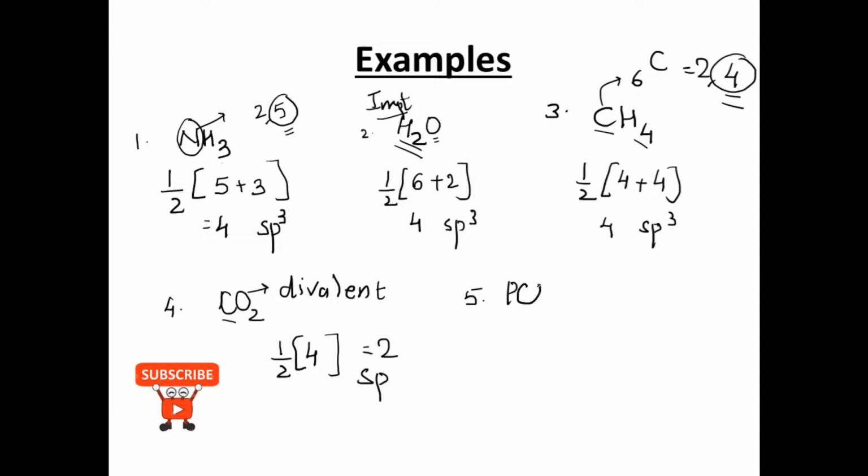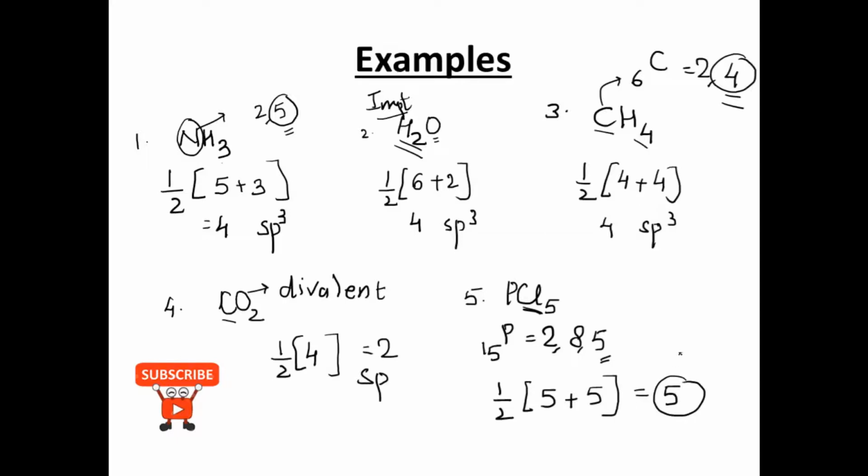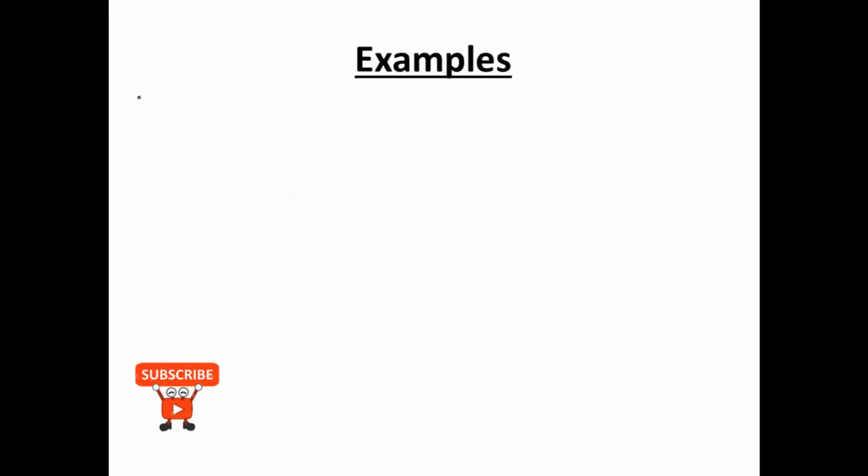Now, if I move to more examples like PCl5, phosphorus is atomic number 15. So the configuration is 2, 8, 5. So if I put the hybridization technique formula, central atom has 5 valence electrons. So 5 plus how many monovalent attached? Chlorine has a valency 1. So 5 monovalent attached. No charge. 10 by 2, 5. So if the hybridization number comes out to be 5, then the hybridization shall be sp3d. We move to some more complicated examples for better understanding.